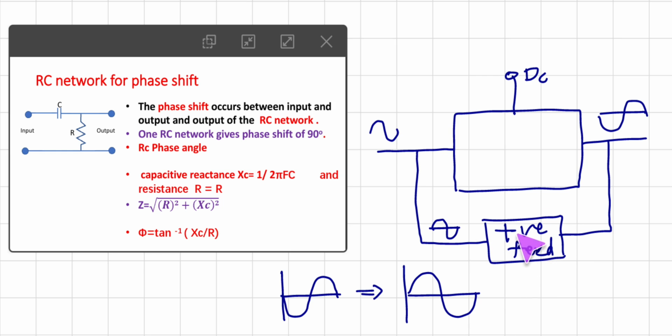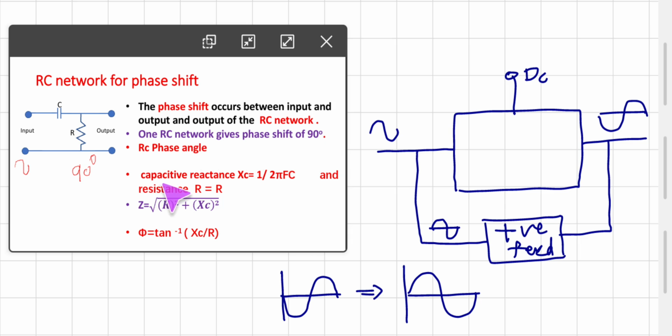In the case of a phase shift oscillator, we are going to use an RC network for phase shift. Here, if we consider this kind of RC network and the input signal is given to this side, whenever we take the output, the output is ideally 90 degrees out of phase with the input. That means remember that one RC network can shift the phase by 90 degrees. So how exactly is it happening? The phase shift occurs between the input and output of the RC network. One RC network gives a phase shift of 90 degrees.